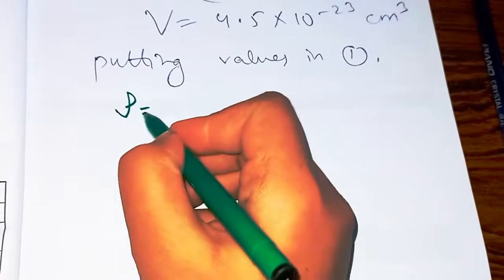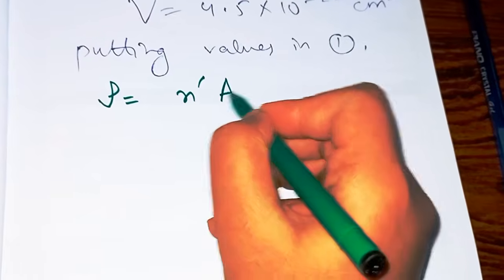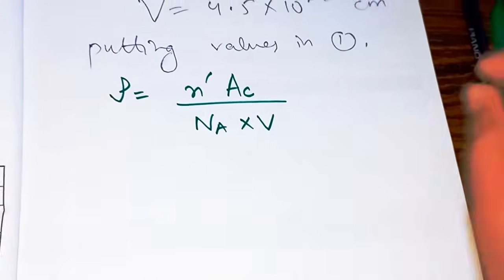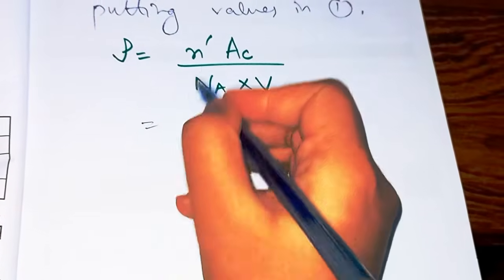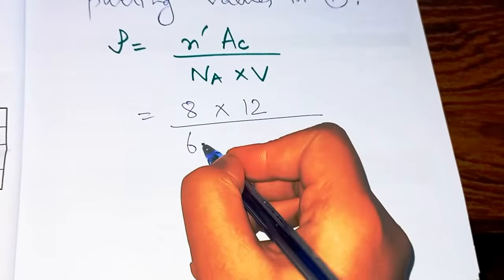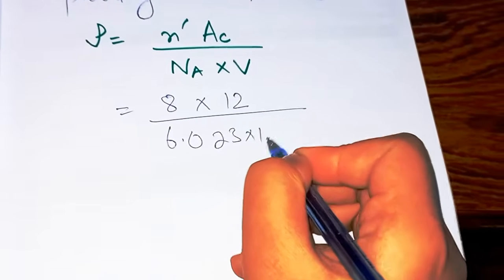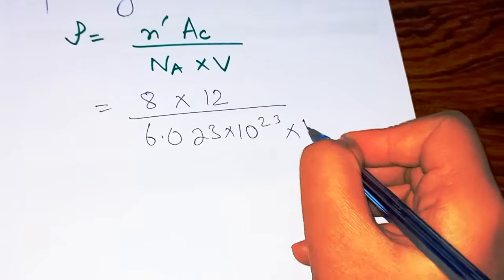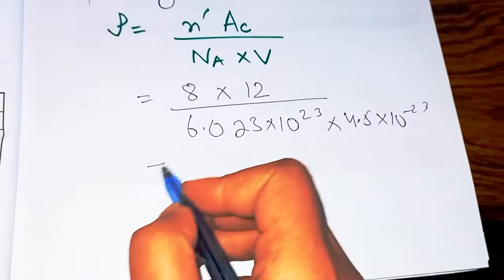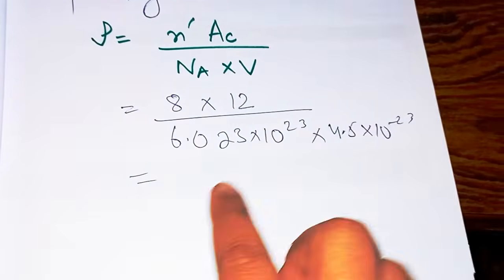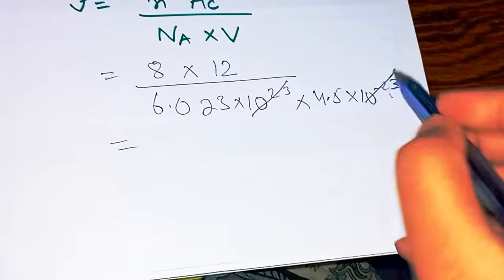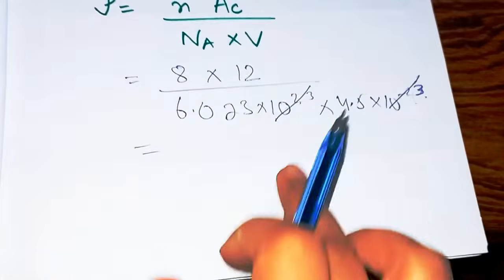Now let's put all of these values into equation 1 to calculate the density. Density is equal to n prime times carbon atomic mass, divided by Avogadro's number times the volume, and n prime is 8. So 8 multiplied by atomic mass, which is 12, divided by Avogadro's number, which is 6.023 multiplied by 10 to the power 23, times volume, which is 4.5 multiplied by 10 to the power minus 23. Let's do all of this calculation and see what the result is. Firstly, we can see these two powers cancel out. Minus 23 and plus 23.